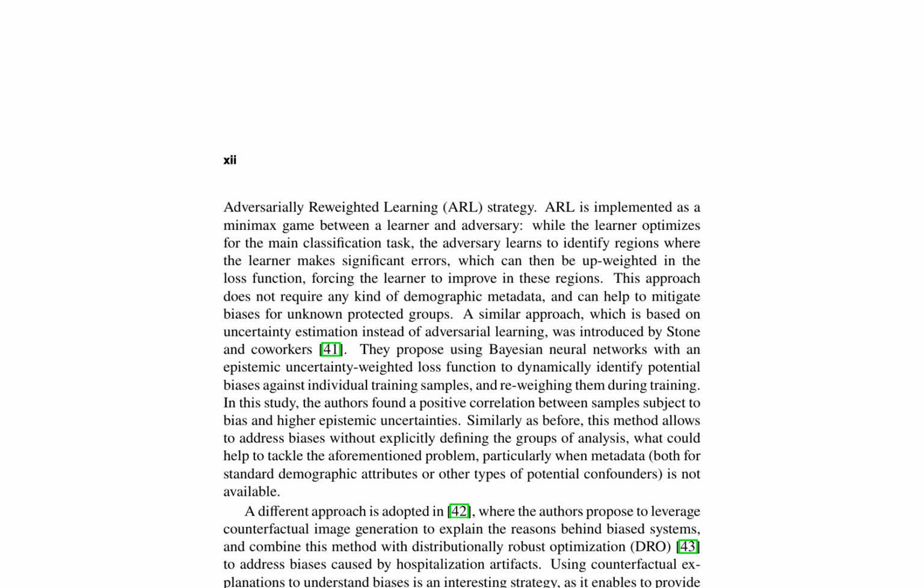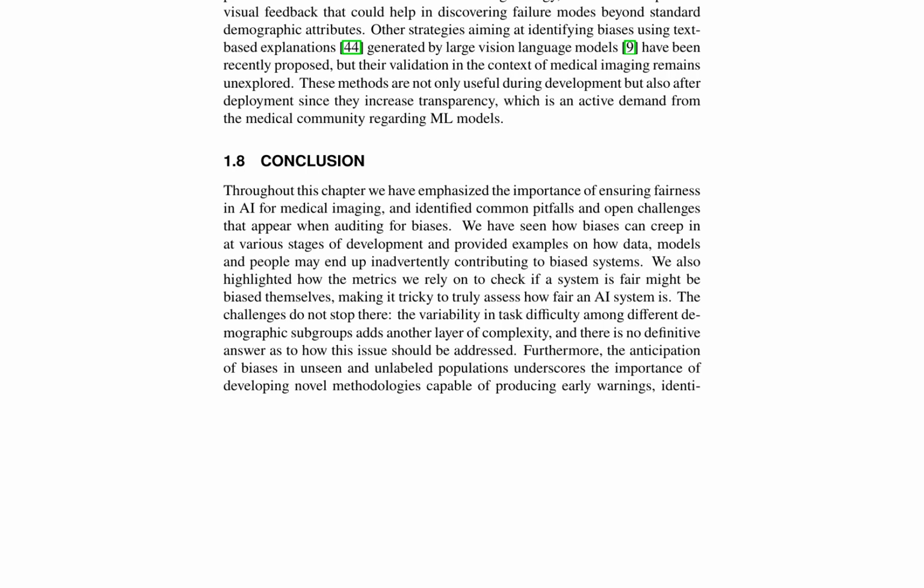Another approach, proposed by Stone and coworkers, uses Bayesian neural networks with an epistemic uncertainty-weighted loss function to dynamically identify potential biases and reweight samples during training. Counterfactual image generation has also been leveraged to explain biases and combined with distributionally robust optimization (DRO) to address biases caused by hospitalization artifacts. Text-based explanations generated by large vision language models have been proposed, but their validation in medical imaging remains unexplored. These methods increase transparency and address the active demand from the medical community regarding ML models.